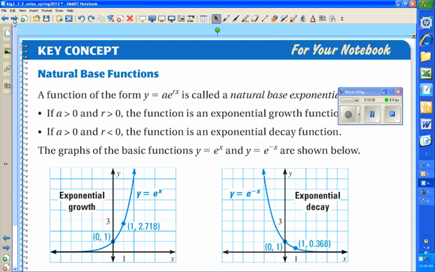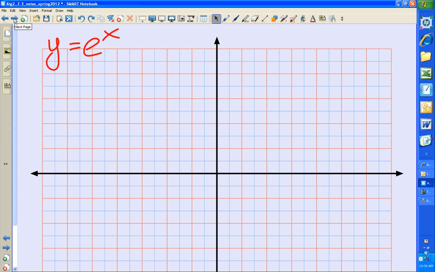Now, the book, for whatever reason, I'm not really clear on the reason, is treating this like it's 2 separate parent graphs, and I don't want to do that. I want to treat e to the x as the parent graph. Right? E to the x is the parent graph. So, with a parent graph, there is not a lot of mystery here. We have a horizontal asymptote at 0. If we're going to graph this, it's an exponential function.